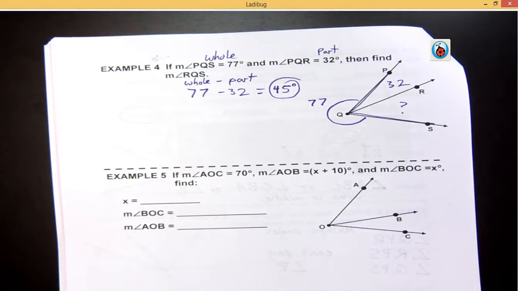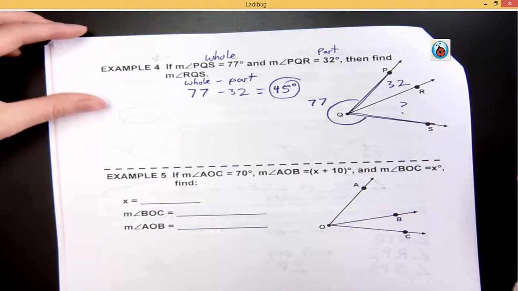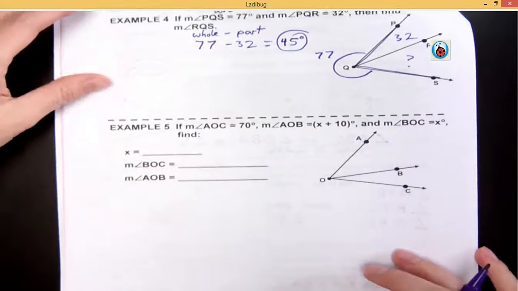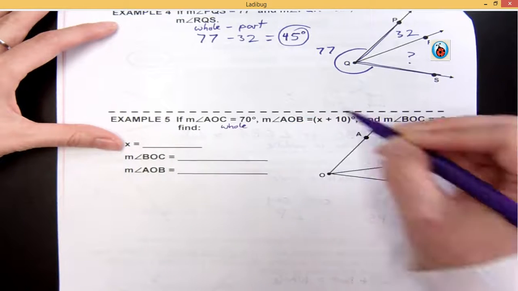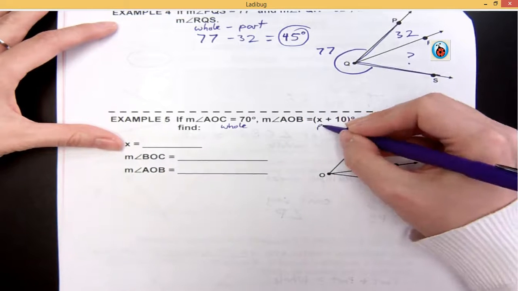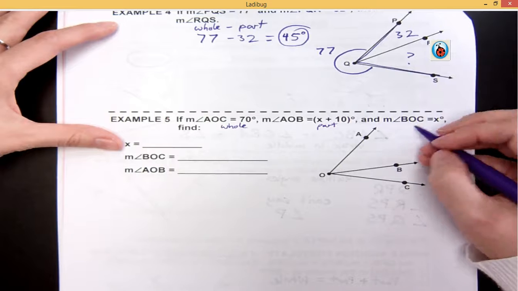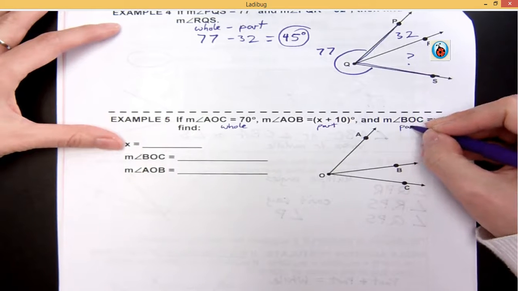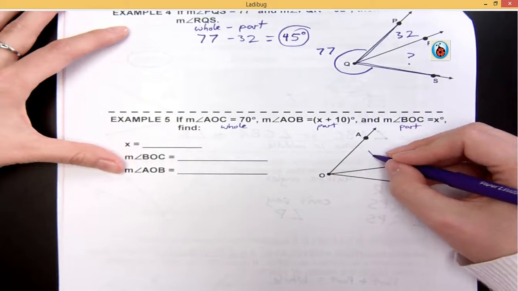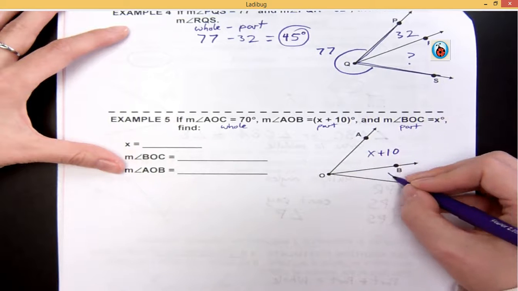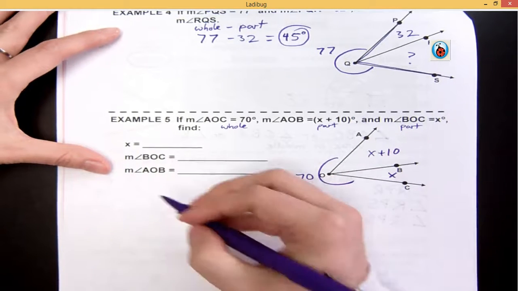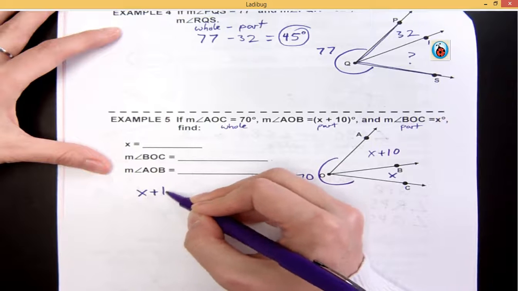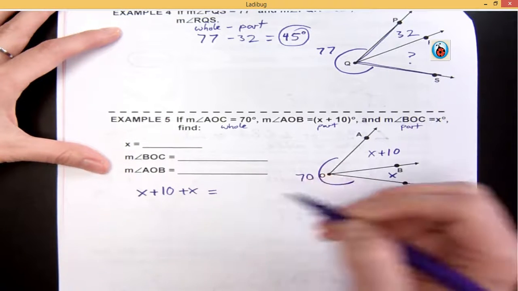Alright, the next example is almost the same, but here we do have an X in there. Again, I'm going to label AOC, that would be my whole. AOB would be a part, and BOC would be the other part. I can label it on my diagram, or I can just write out my part plus part equals whole. So x plus 10 plus x equals 70.